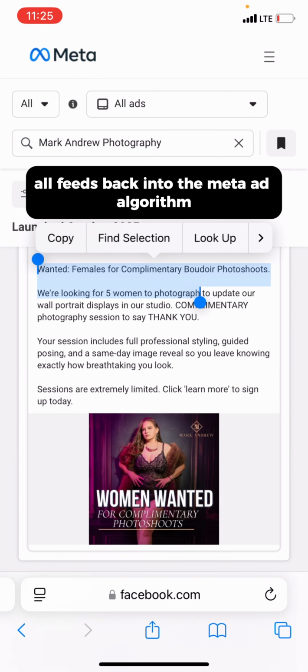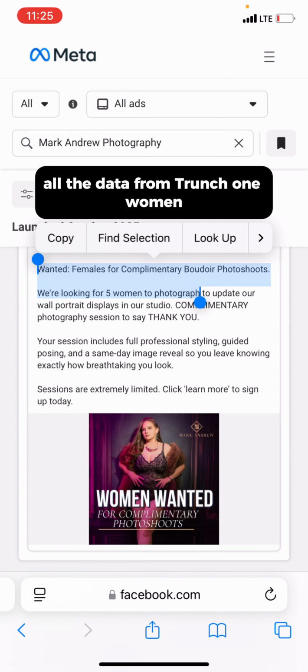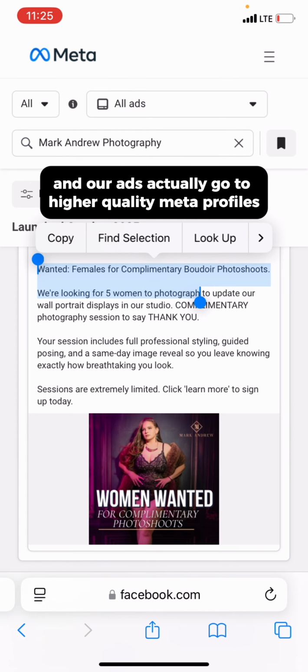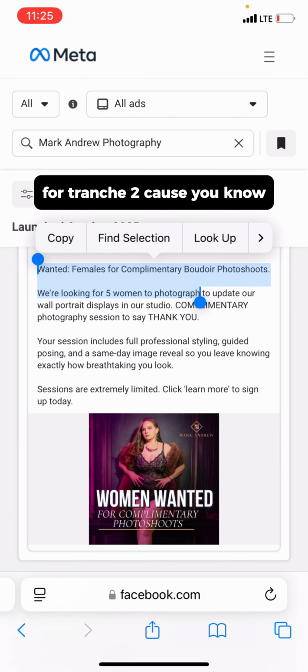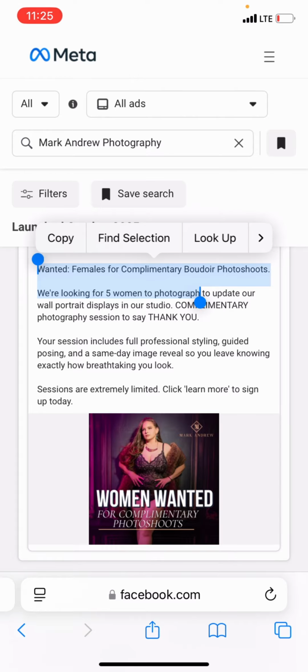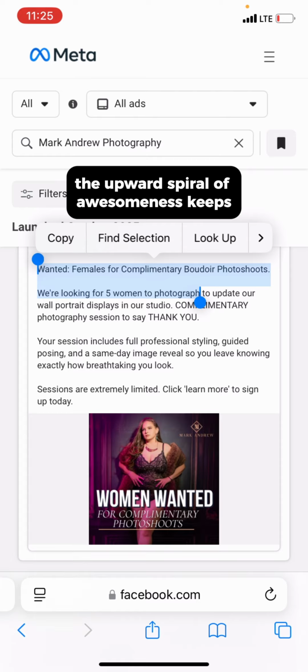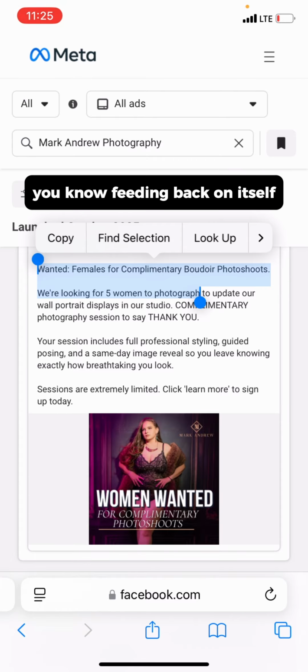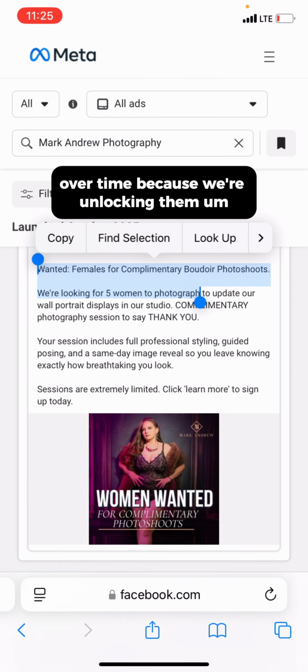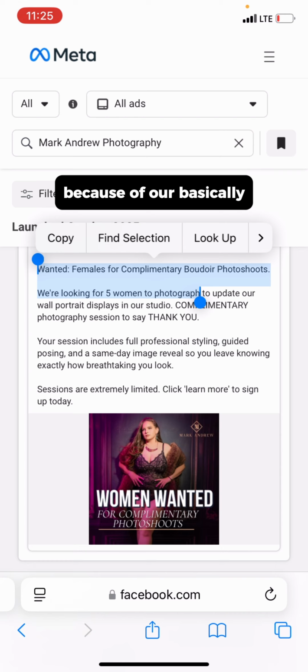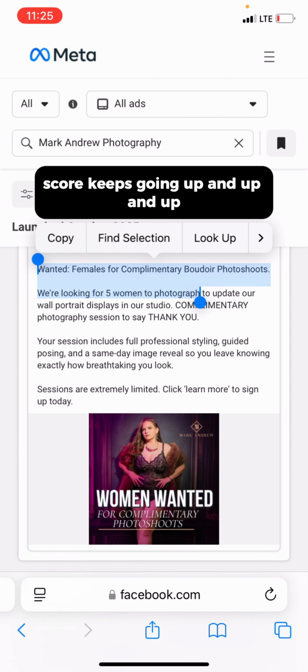It all feeds back into the Meta ad algorithm, all this data from Tranche 1 women. And our ads actually go to higher quality Meta profiles for Tranche 2 because we're doing the correct things in our ad, which results in the same ad spend and better results with those Tranche 2 women. We're in the upward spiral of awesomeness, feeding back on itself: same ad spend, even better results, because our ads go to higher quality Meta profiles over time. We're unlocking them because our back-end hidden Meta ad score keeps going up and up, because it initially started good, and then we go to higher quality profiles afterwards.